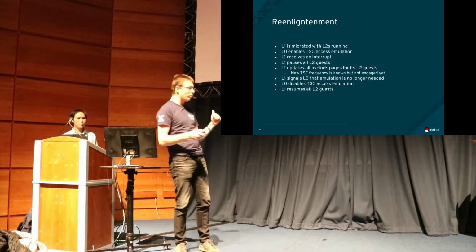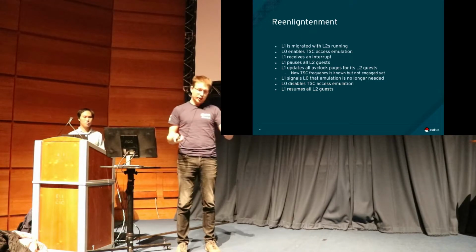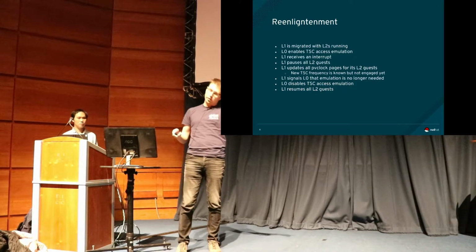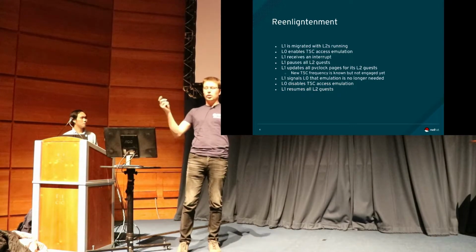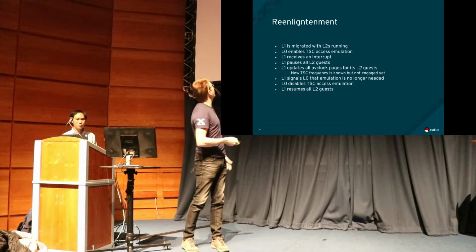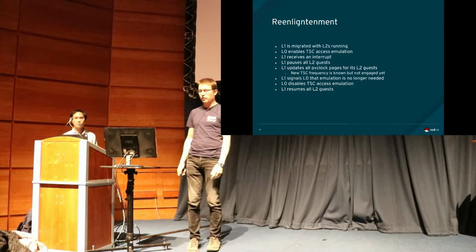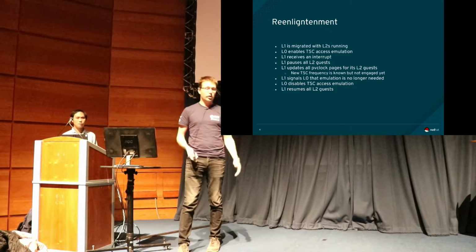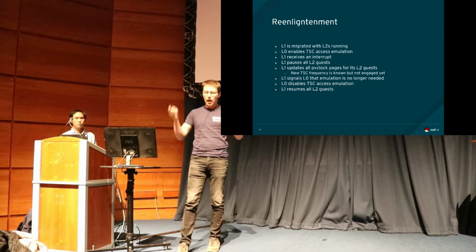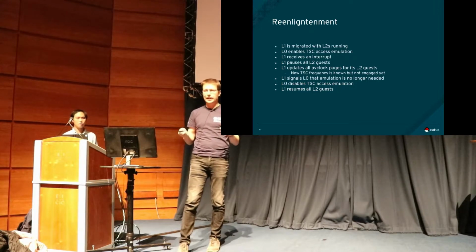But in level 1, you get an interrupt. You're supposed to stop all your guests, adjust their TSC pages. You already know the new TSC frequency. Then disable the emulation and run them again. So we have this now in KVM. It works. It's possible to migrate KVM with all its guests, and level 2 clock sources will remain stable.